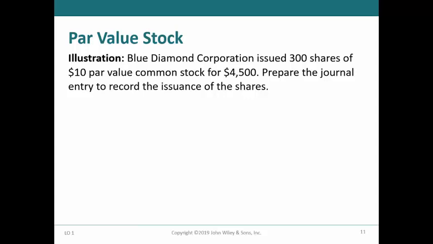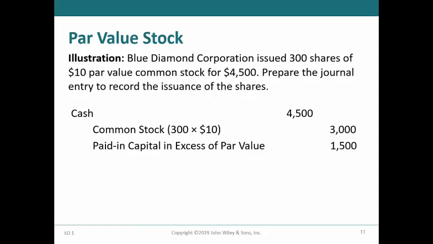The entry to record the issuance would be a debit to cash for $4,500 and a credit to common stock for $3,000, which is equal to the number of shares issued, 300, times the par value per share of $10, and a credit to paid-in capital in excess of par for $1,500, which is equal to the amount received for the shares, $4,500, minus the par value of $3,000.